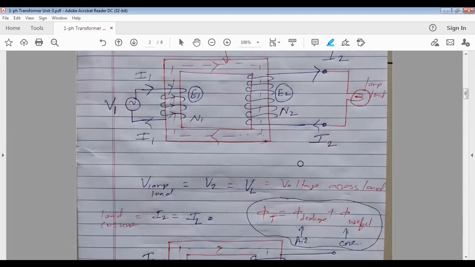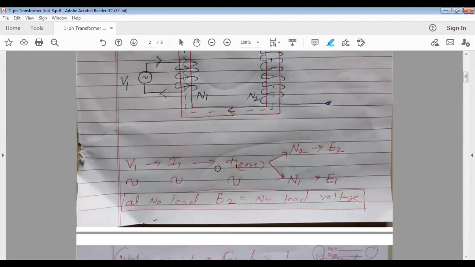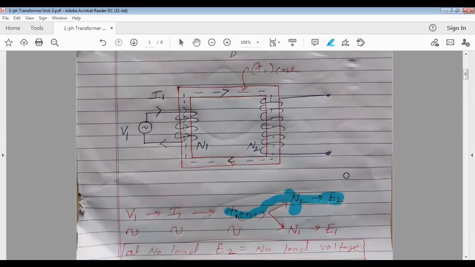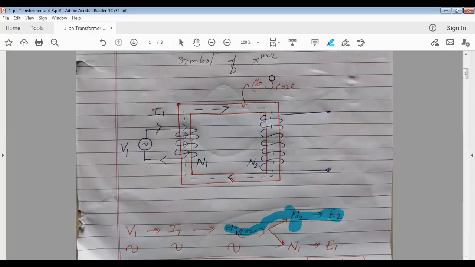Now, if you observe, I told you this alternating voltage, it comes in contact with N2 number of turns, E2 gets induced, isn't it? Here, this flux comes in contact with N2 number of turns, E2 gets induced here. Now, is this changing flux coming in contact with N1 number of turns? Because this flux is completing its path through the core. So is it coming in contact with N1 number of turns?